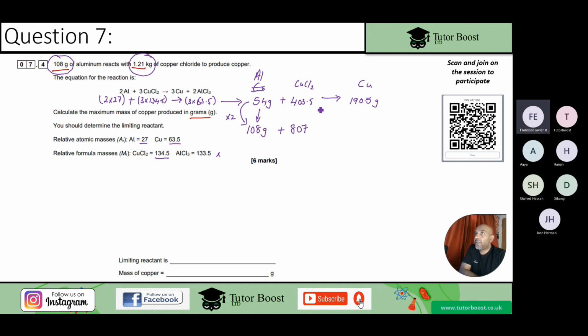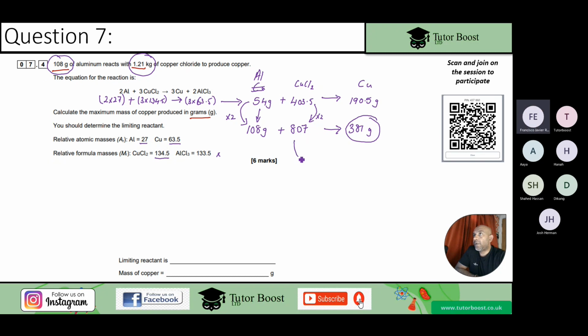So if you double this, this also doubles by 2. And the amount of copper that is being produced will also double by 2, which is 381 grams. So you're only making 381 grams of copper. So which is the limiting reactant?